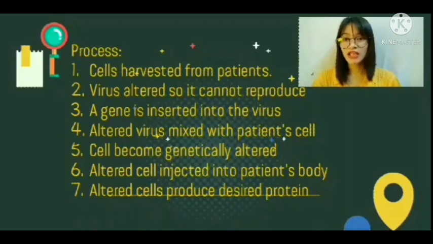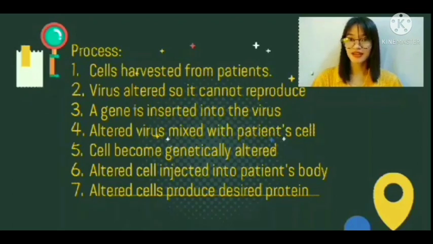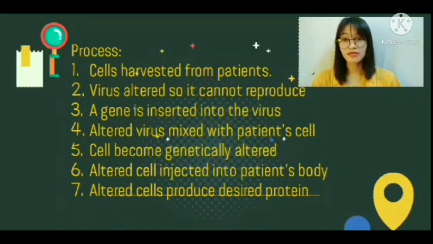So step 1 is cells harvested from the patient. Usually, the cells are removed from the patient's own bone marrow, as well as the stem cells can be harvested from the blood or the bone marrow as well. Step 2, virus altered or reformed so it cannot reproduce. This takes place in the lab where the gene must not replicate itself.